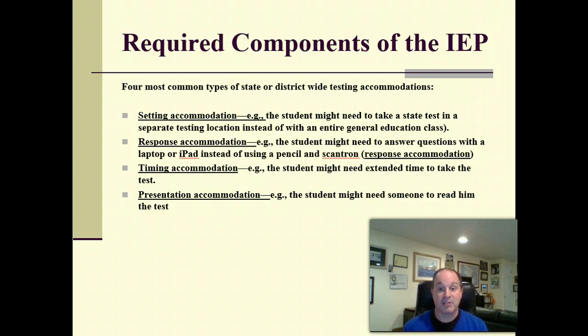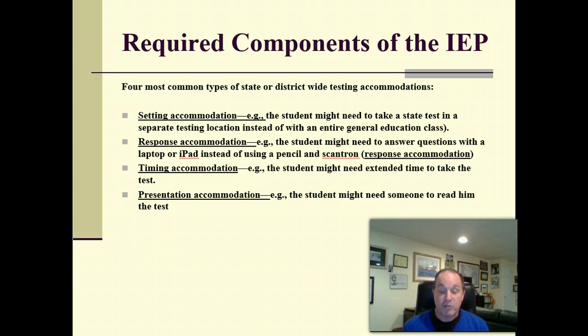A response accommodation, for example, is where the student might need to answer questions with a laptop or an iPad instead of a pencil and paper or Scantron. So we're going to change how the child responds to the test as opposed to how the other children are responding. The third type of accommodation is a timing accommodation. For example, the student might need extended time to take the test. So if everyone in the class gets an hour, this student might need 90 minutes. And the fourth type is a presentation accommodation. The student might need someone to read him or her the test instead of the student having to read it like everyone else.